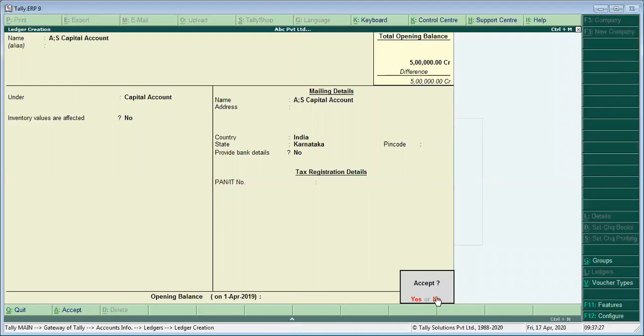You have not yet given the value here. So just give any value, that is 5 lakhs. Okay. So capital appears in the credit side. See, here automatically the credit has a right. Okay. So enter. Yes. Automatically the ledger which has been created in the name of the capital is created. Clear?